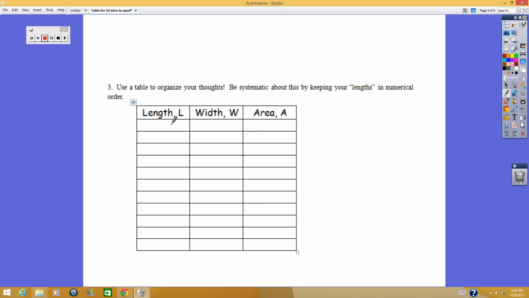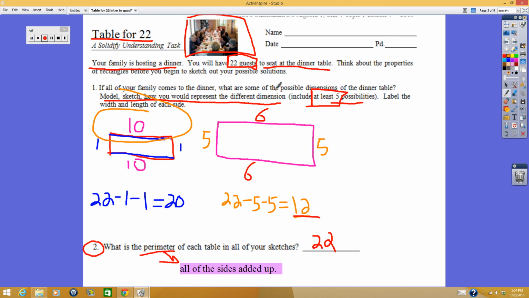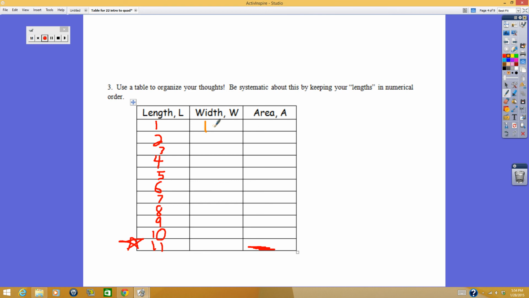Now number 3, what I told you guys before you left, and hopefully you wrote it in before you left. If you didn't, it's okay. I wanted you to start with the length of 1, and go all the way down. You're going to notice something funny about this one when you calculate it. I'm not going to tell you what it is yet, but you'll notice something weird about it. Now, if the length is 1, we already figured out that the width should be 10. So I'd put that there. And to get the area, you would do 1 times 10, which gives you 10.